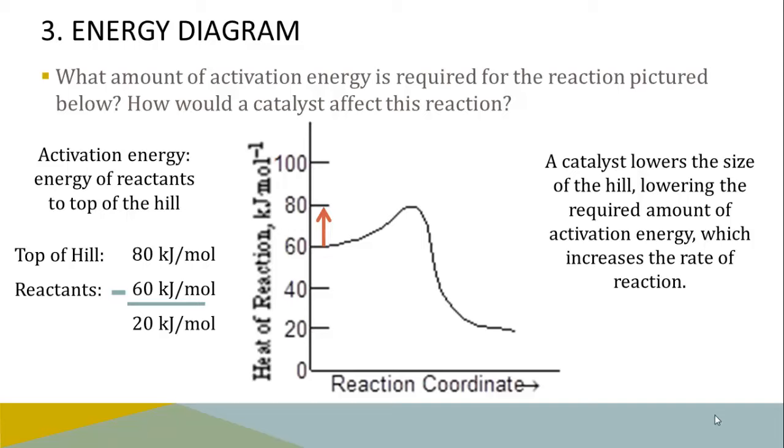The addition of a catalyst is going to make that hill a little bit smaller. So instead of it being at 80, maybe it's at 70 or 65 kilojoules per mole. So this will lower the required amount of activation energy, which will allow this reaction to take place at a faster rate. So basically that little drop in the hill is the effect of the catalyst.